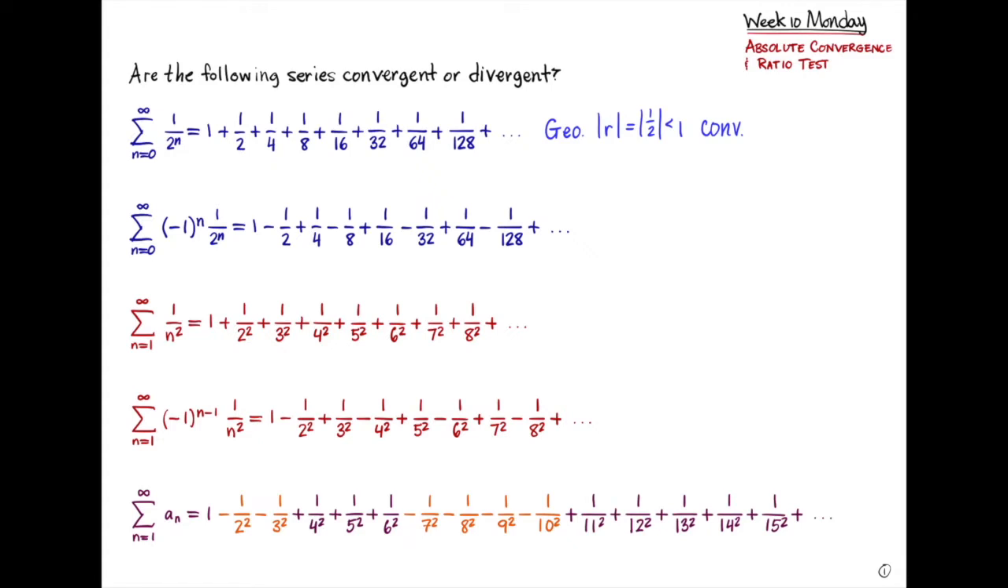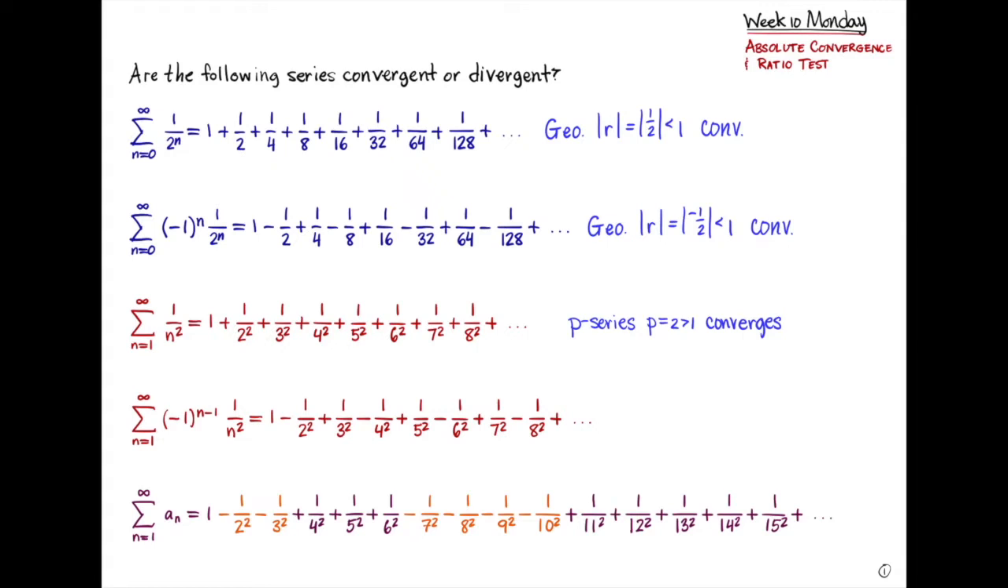For the next series, it's the same geometric series as the one above it, only now it's alternating. So our r is going to be negative 1/2, and still the series is going to converge by the geometric series test. The series below it is a p-series. So we have here p is equal to 2, which is greater than 1, and so the series converges.